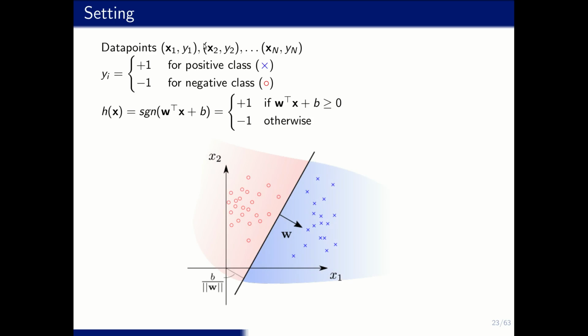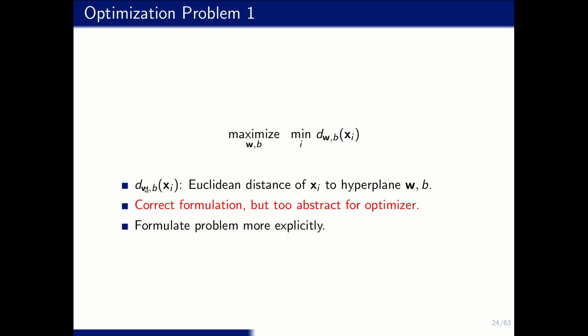So the setting: we have some data points, features and labels, and the labels are encoded with +1 and -1 for positive and negative class respectively. And we are working with hyperplanes, so the affine function w transpose times x plus b, and we take the sign. So we classify +1 if the affine function is greater or equal 0 and -1 otherwise. So this is the setting. And now let's start with our first optimization problem.